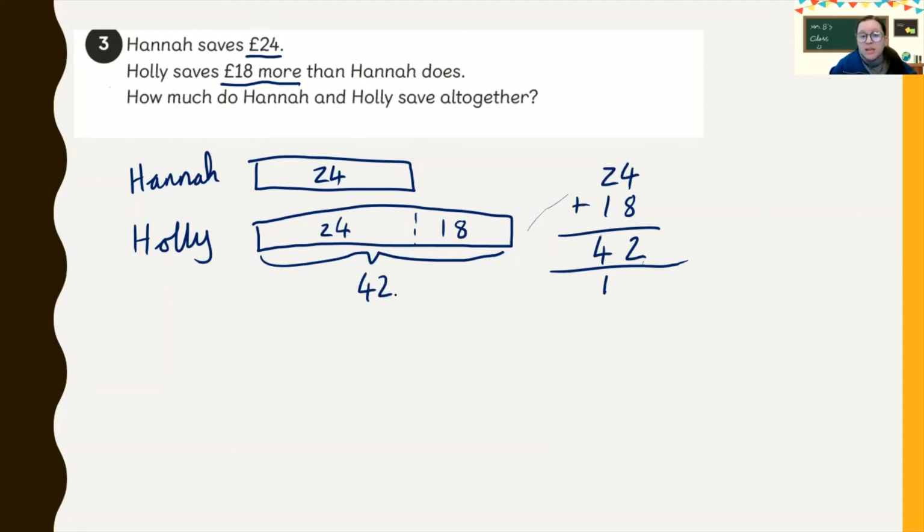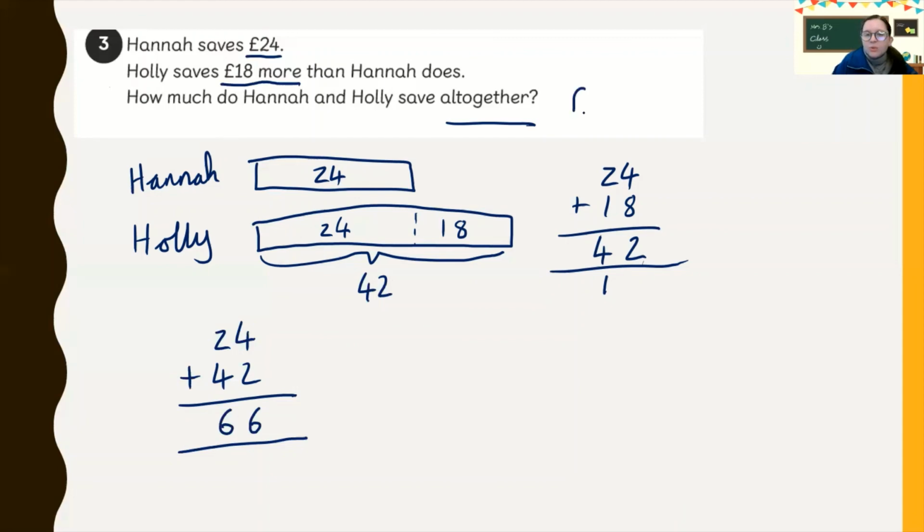Part B, how much do they save all together? When it says all together, we know we need to add. Which numbers do we need to add? There's so many numbers, oh my goodness. Which numbers do we need to add? Hannah's savings and Holly's savings. So that's 24 add 42. It's the same number but backwards. How funny. So 4 add 2 is 6, which means 2 add 4 must also be 6. So how much do Hannah and Holly save all together? £66. Brilliant. If you did that, well done, really well done.